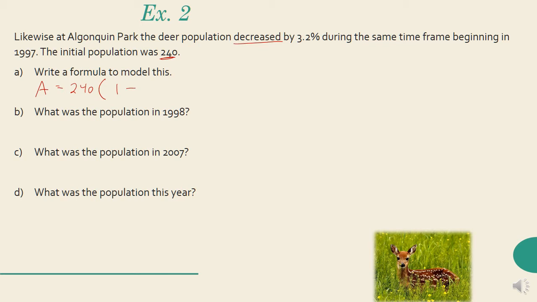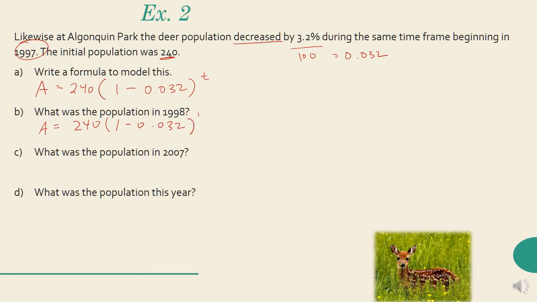Now don't write 1 minus 3.2. Remember, that's got to be as a decimal. If you have forgotten, divide that by 100, 0.032. And then we'll use T for time. And once you're there, you're all set up, you're ready to go. It's just calculator work. So what was the population in 98? Again, don't put 1998 in for T. It starts in 97. That means 1 year has passed, right? 1998, 97, 1 year. So 1 minus 0.032 to the 1.